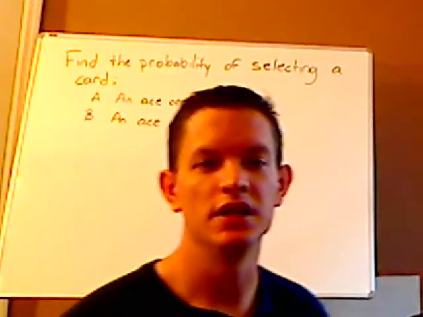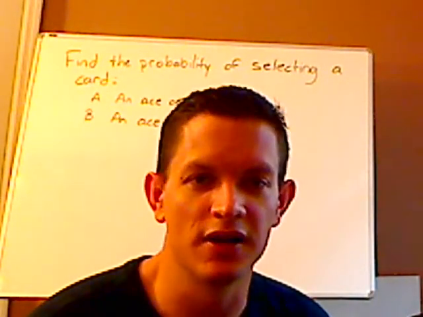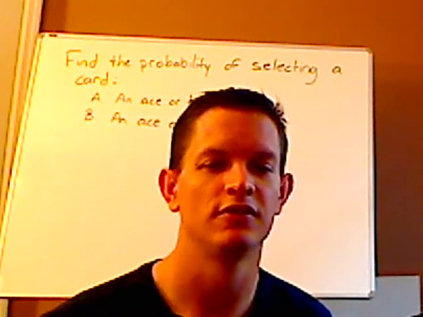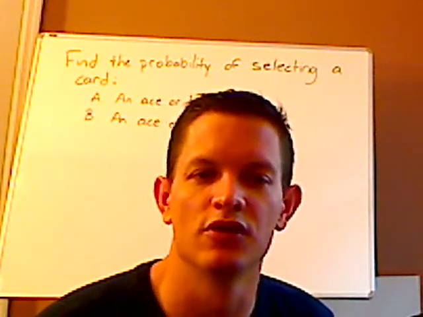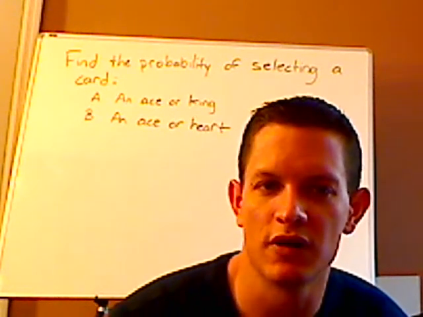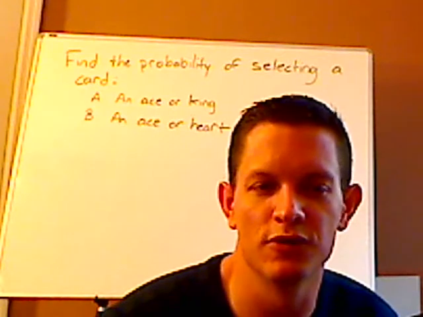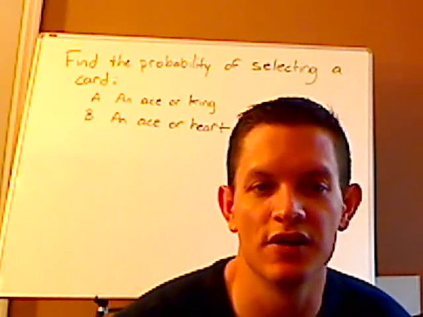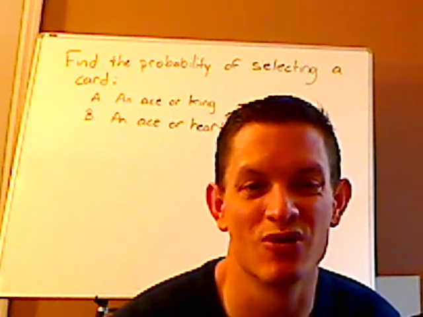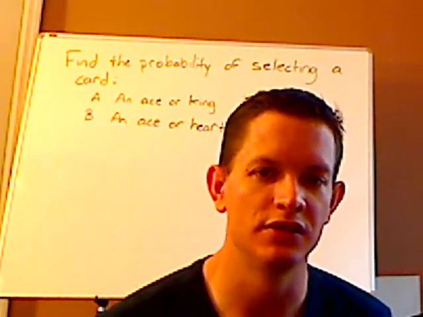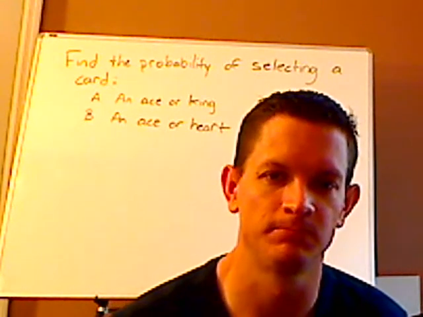Hi, I'm JD, and what we're going to be doing today is finding the probability of selecting a card in a standardized 52 card deck. So if you would, pause the video and see if you can try these two different scenarios. The first one is selecting an ace or a king, and the second scenario is selecting an ace or a heart. Pause the video and try this one.